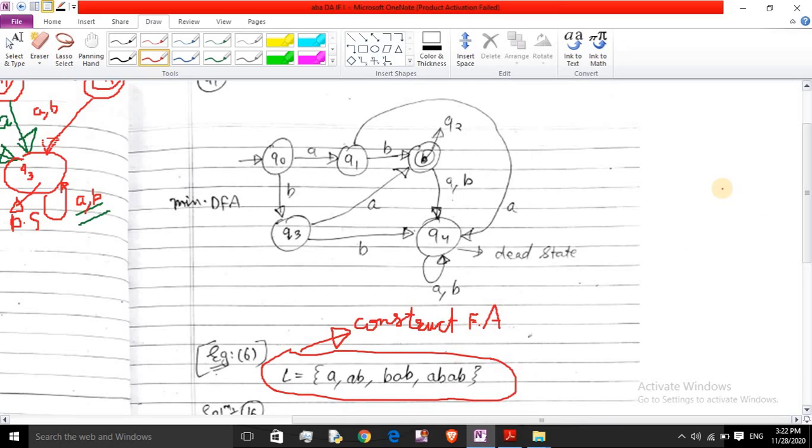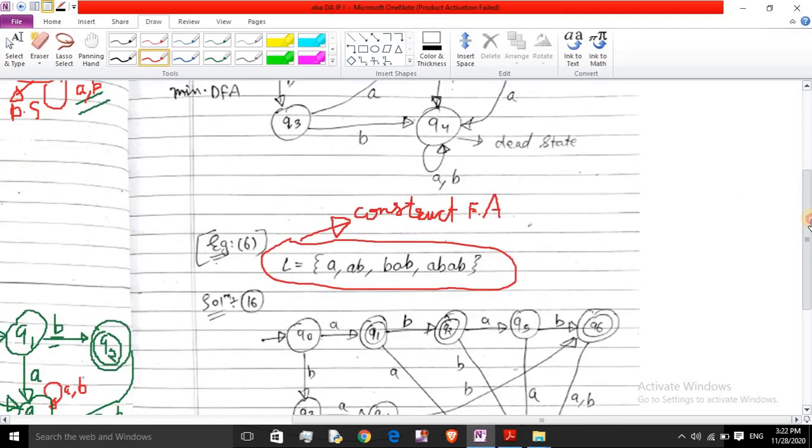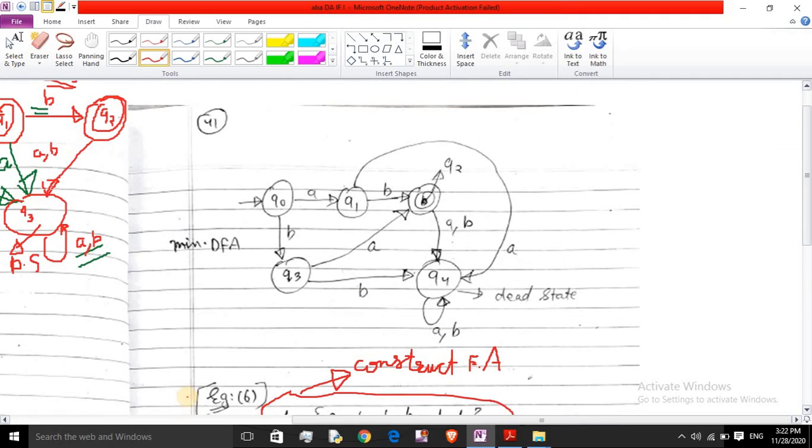So I am ending my lecture here. In the next lecture we will see from this 6th example. This is your homework, so you can check. You should try it on your own.